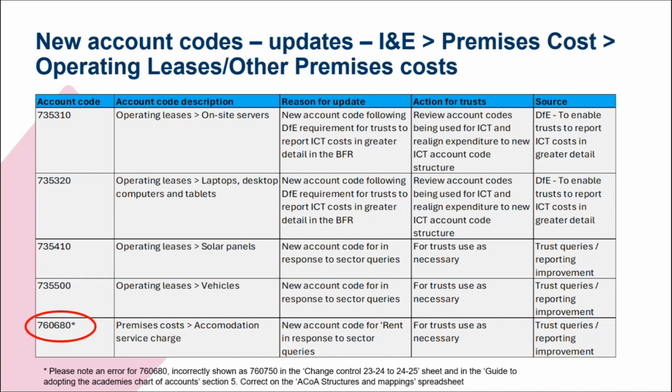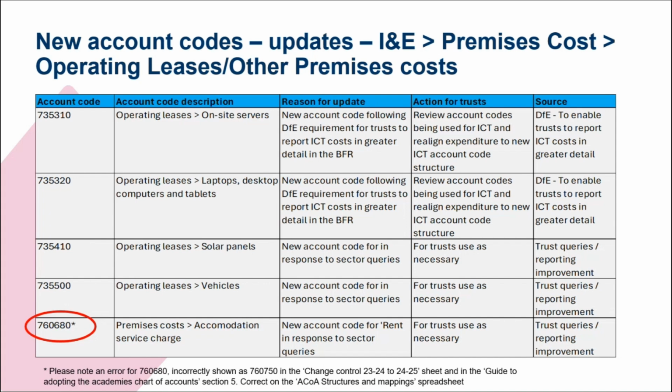And then lastly, we've set up a premises code for accommodation service charge. Currently there's only an operating lease rent account code, which obviously doesn't cover that. What we do suggest is that trusts split out their accommodation charge from the other overhead charges, such as building cleaning and reception services, if applicable. Those other costs would sit in your supplies and services, so that it's reporting into the correct area.